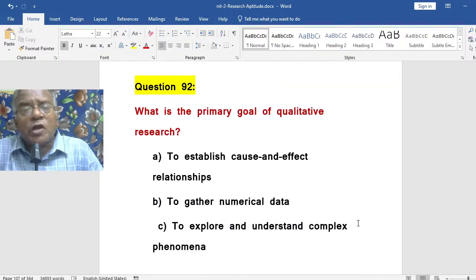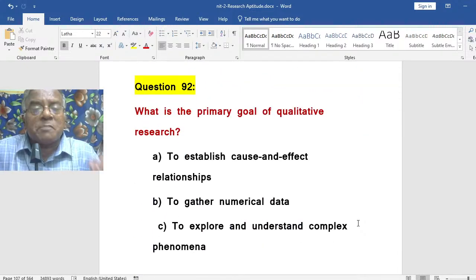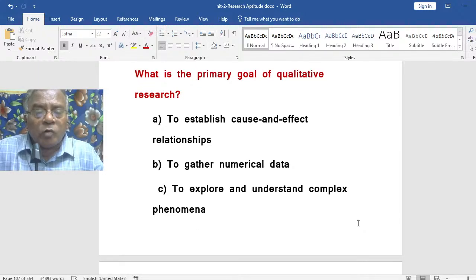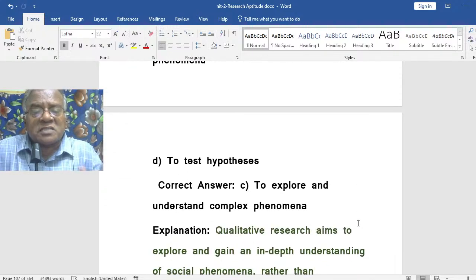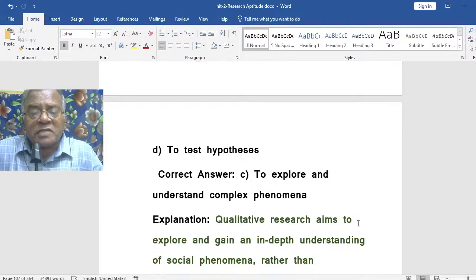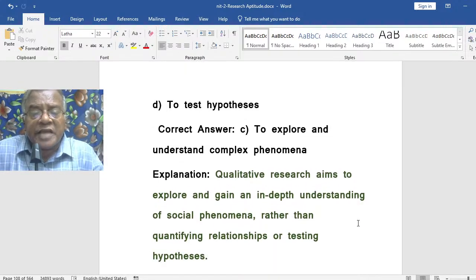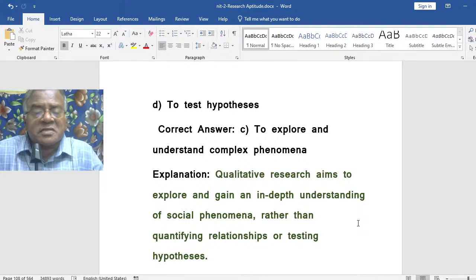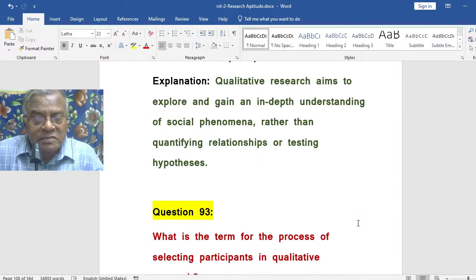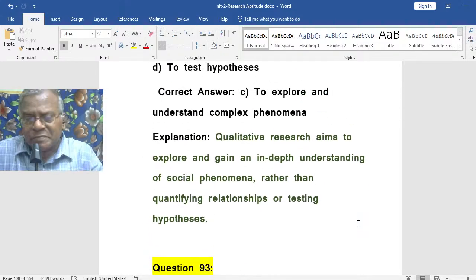What is the primary goal of qualitative research? Out of these four, which one is the correct one? To explore and understand complex phenomena. Qualitative research aims to explore and gain an in-depth understanding of social phenomena rather than quantifying relationships or testing hypotheses. Of course, you understood. We already explained it, we are doing it in different words, that's all.